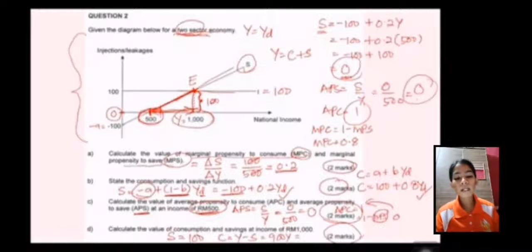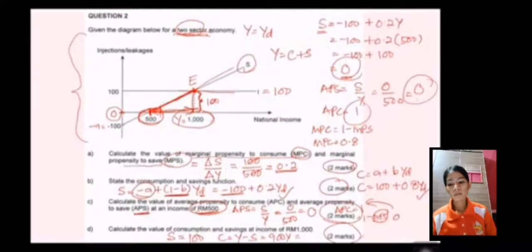Therefore this formula is C equals A plus B YD. So you just convert the minus 100 into A and the MPC answer 0.8 YD. So you get 2 marks fully for question B also. For question C, calculate the value of average propensity to consume, APC, and average propensity to save, APS, at consumption of 500. So first APS equals S divided by Y. S is 0, divided by 500, equals 0. So APC equals 1 minus APS, 1 minus 0, so you will get 1. And this answer is 0 and 1, so you will get the full 2 marks.